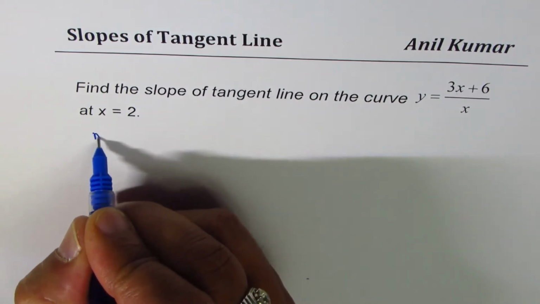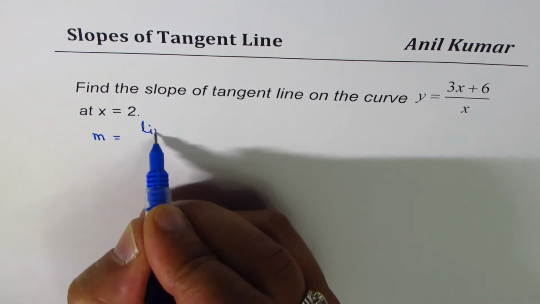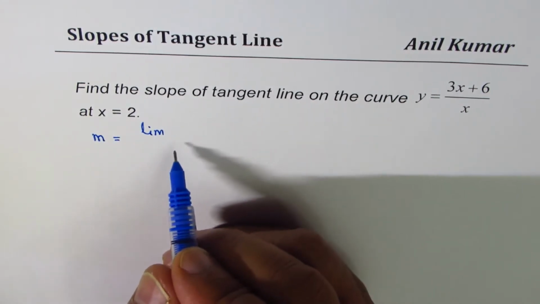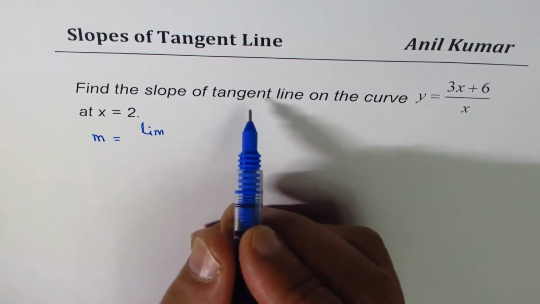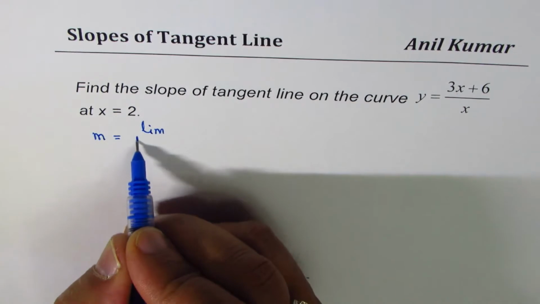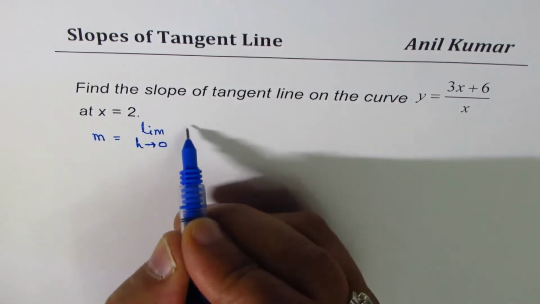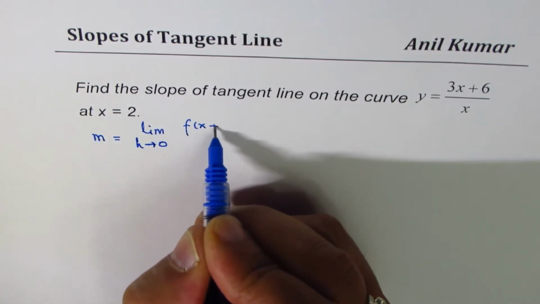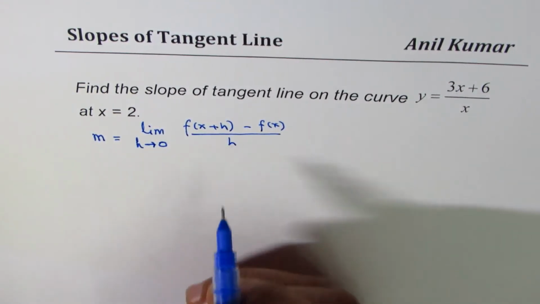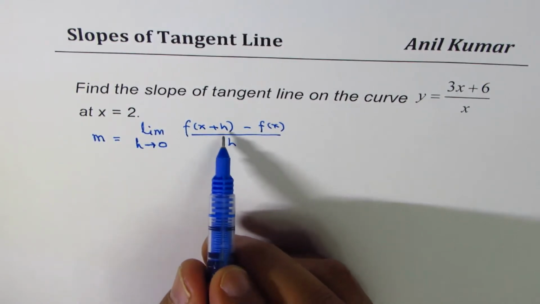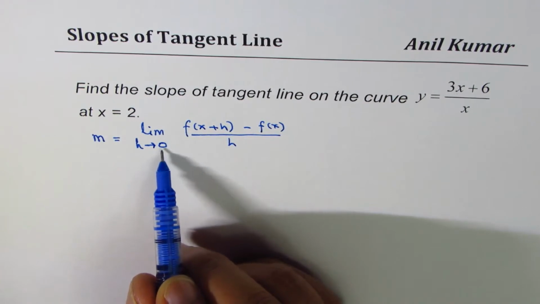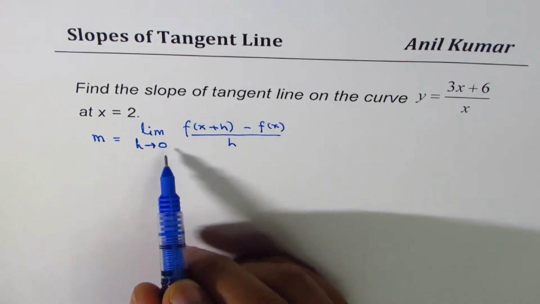Now the slope of a line, m, is defined as a limit. It is the slope of the tangent line, right? And by definition, a secant becomes a tangent when we consider two points which are very, very close. So we say limit as h approaches 0 of f(x + h) minus f(x) over h, right? The two points which we consider are very, very close. h is their difference in x values, which is approaching 0. So the secant becomes a tangent.